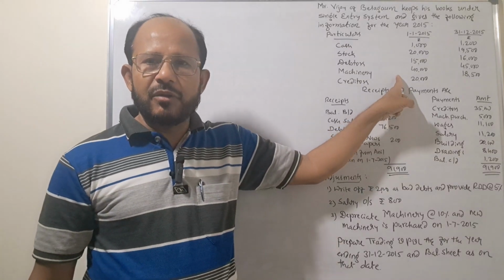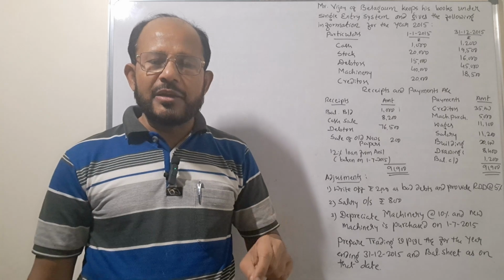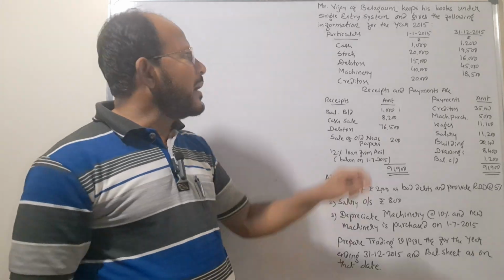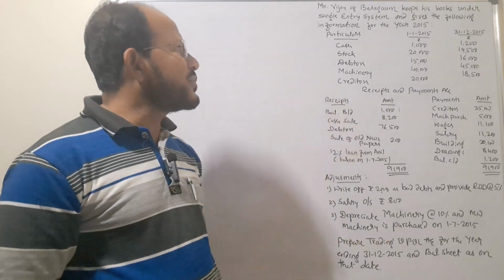What is opening statement of affairs? This is the statement which is prepared by taking the opening balances of assets and liabilities, and we get the opening capital as the balancing figure of this statement.